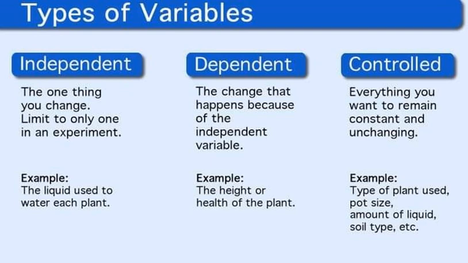The third variable is called the control variable, and the control variable is basically everything that we want to remain constant or unchanged. For example, if we do not want to change the type of the plant used, the size of the pot, the amount of the liquid, or the type of soil that we are using to see the growth of the plant in that pot, the type of soil, or the type or size of the plant.